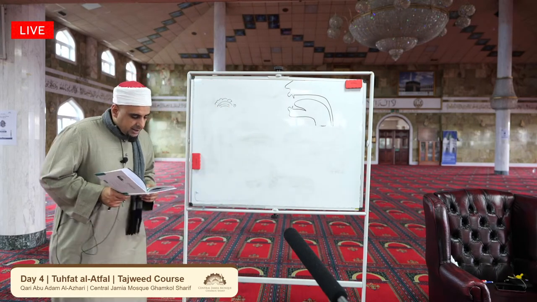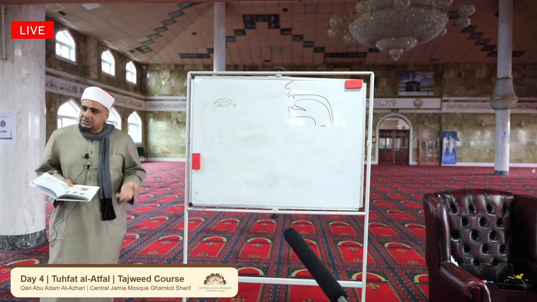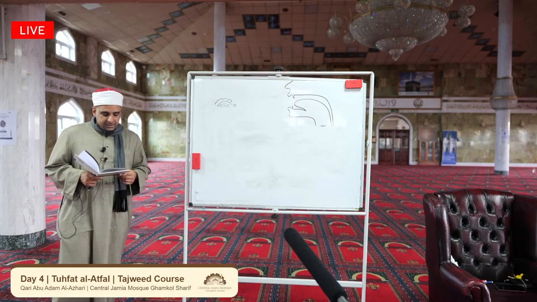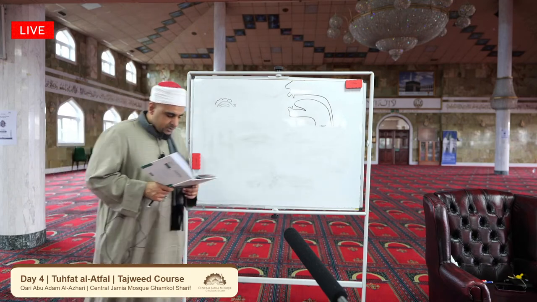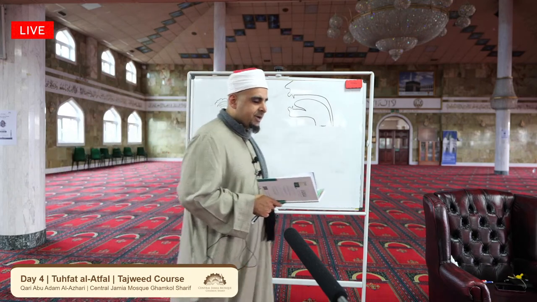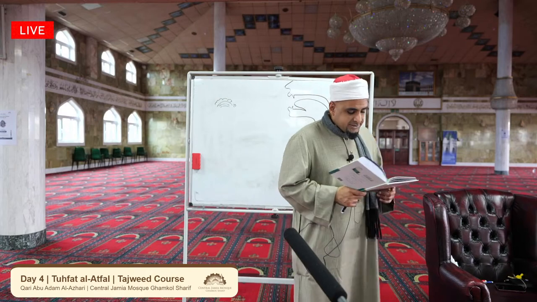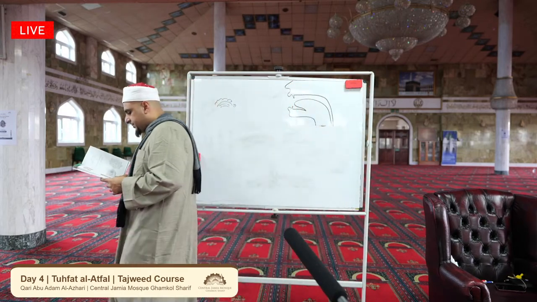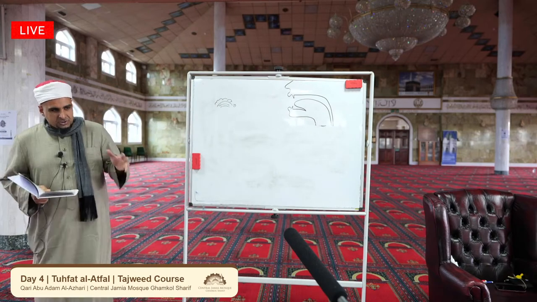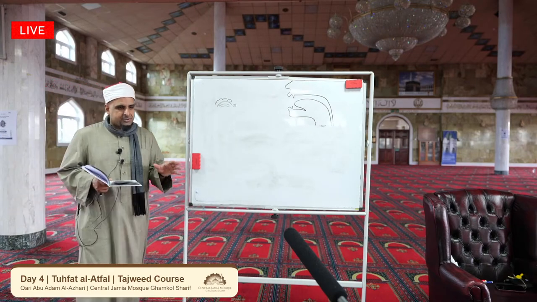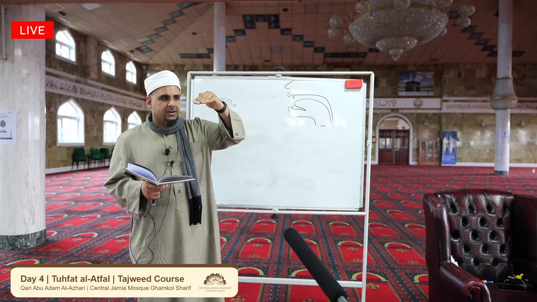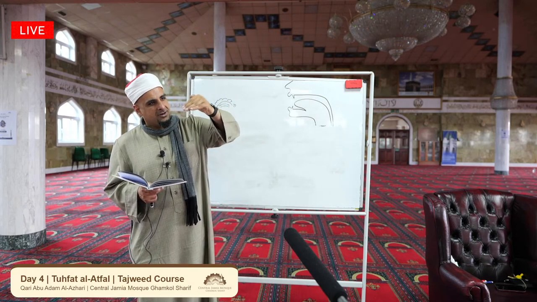The last one, adna al-halq. Adna means the closest part of the throat to the mouth. Those who know how to pronounce it can do so. This is the nearest part of the throat to the mouth, closest to the root of the tongue. So where your mouth finishes, it then becomes the root of the tongue. It goes into the throat.